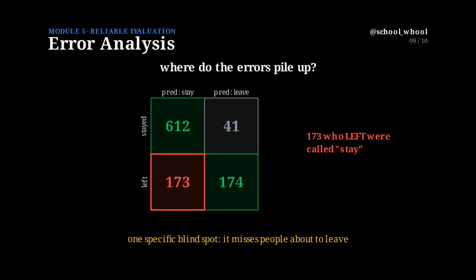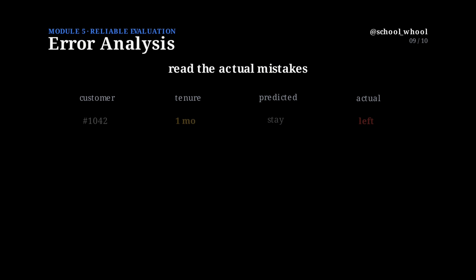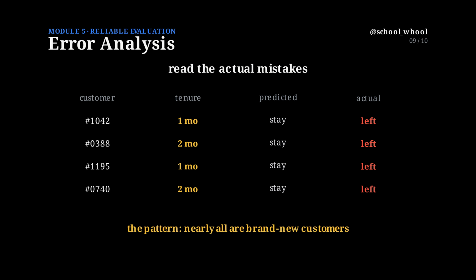Next, actually read the individual mistakes. Don't just count them. Look at them. Pull up the customers the model got wrong, one by one, and search for something they share. And a pattern jumps out. Nearly all of these missed customers are brand new. They signed up only a month or two ago.